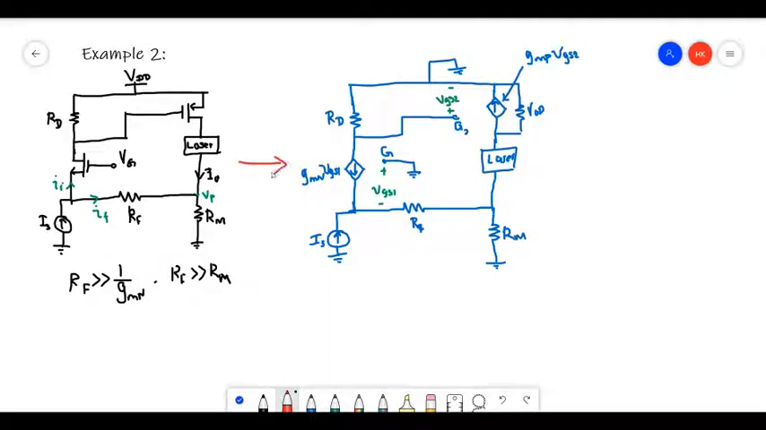So I have already drawn it, to save time. So let's see. I'll explain this. So here, this is a DC source, so it will be short circuited in the AC small signal model.